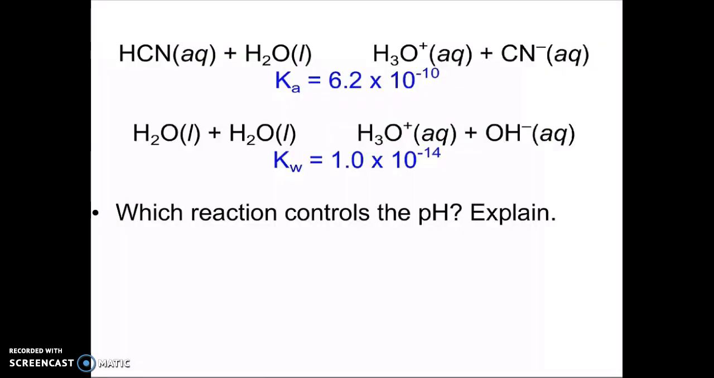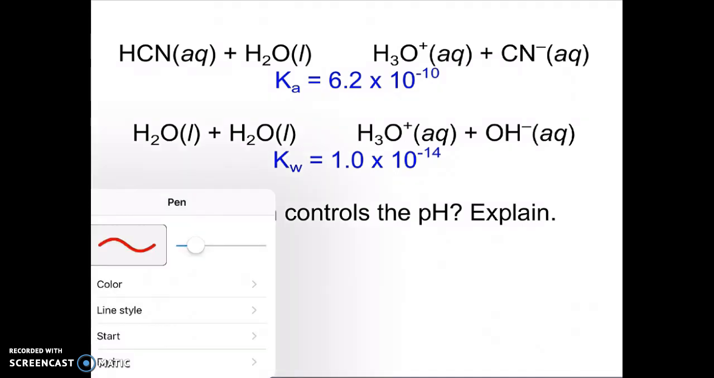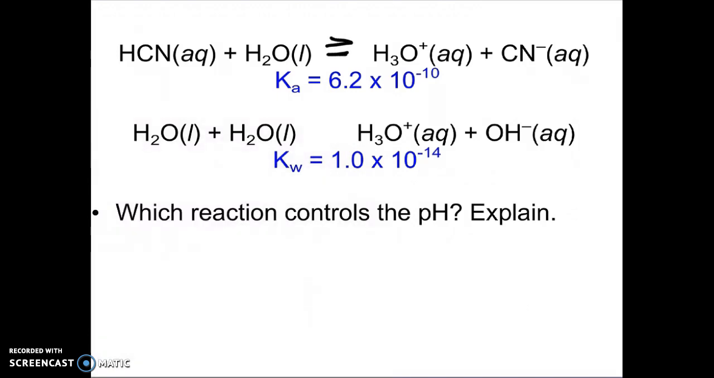Now, when it says to write the equations, I should have these in double arrows here. That's my best attempt at double arrows. Here I'm writing the two equations, HCN plus H2O. There's going to be this dissociation value, and whenever I write the equation, I always write the Ka next to it. Notice the 6.2 times 10 to the negative 10th. That's the Ka for HCN.